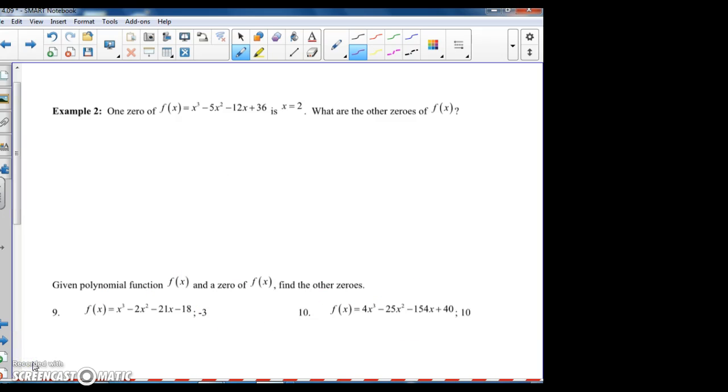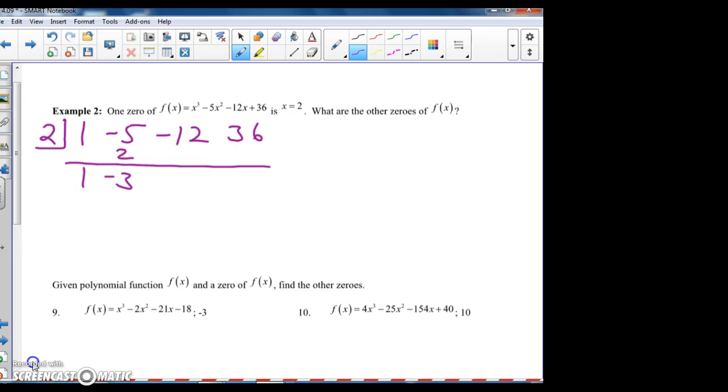So what's going to go in the box? 2 goes in the box. They're telling you 2's in the box. Now you tell me the numbers: 1, negative 5, negative 12, 36. Draw your line. There we go. Now I'll tell you my numbers: 1, 2, negative 3, negative 6, negative 18, negative 36, 0.